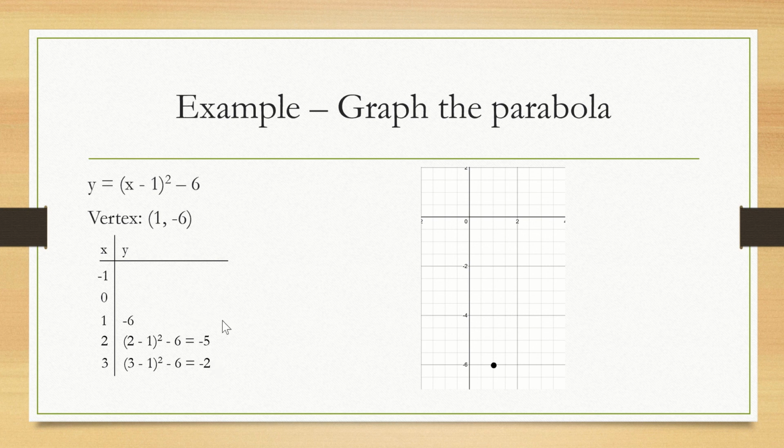Once again, we're going to use symmetry. So negative 5 should be right here, and negative 2 should be right here. So we're going to put those values in right there. And then once we have all those values, we can plot those coordinate points on the graph: (negative 1, negative 2), (0, negative 5), (1, negative 6), (2, negative 5), and (3, negative 2). All those coordinate points are drawn right here. And then we can connect it with a smooth curve like that to make our parabola. So that's how to graph the parabola in general form.